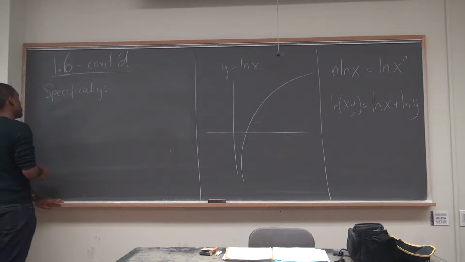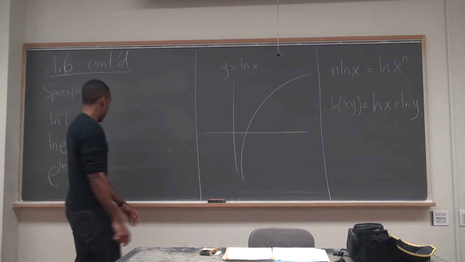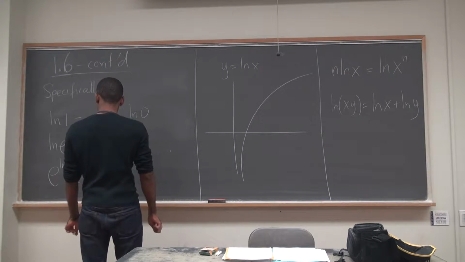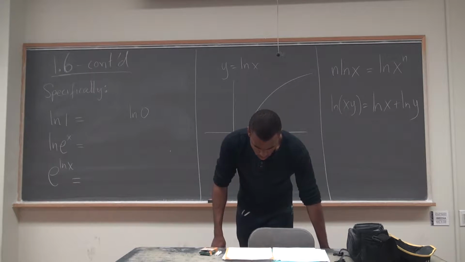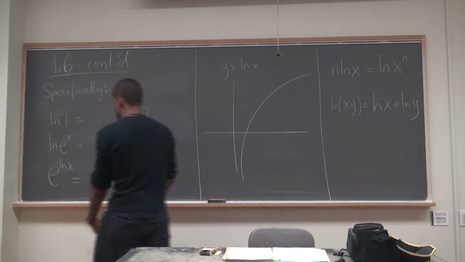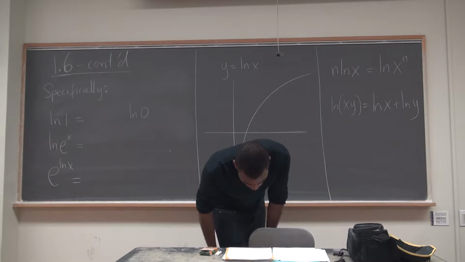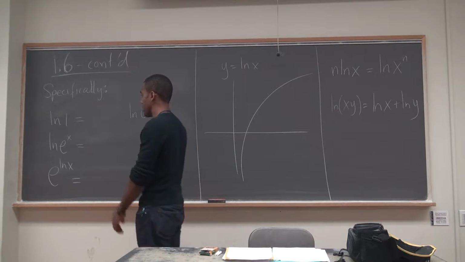For example, if you see ln of 1, or if you see ln of e to anything, or if you see e to the ln of anything, or ln of 0, there's another typical rule that you should know. What are these? ln of 1.